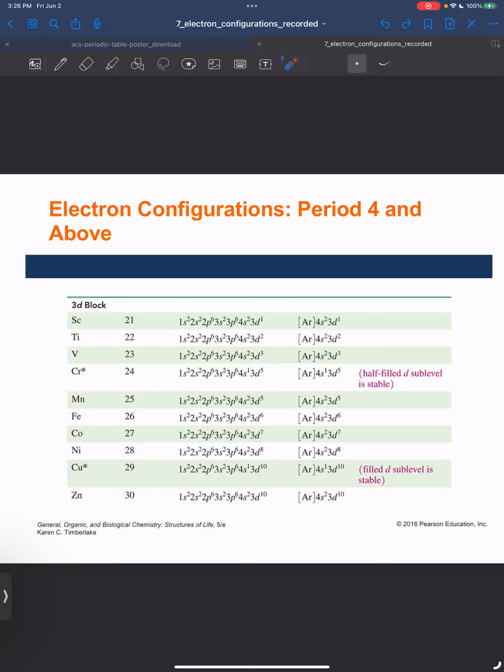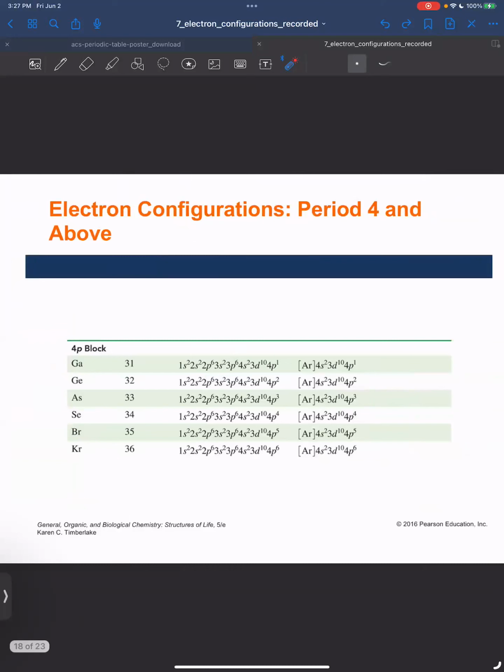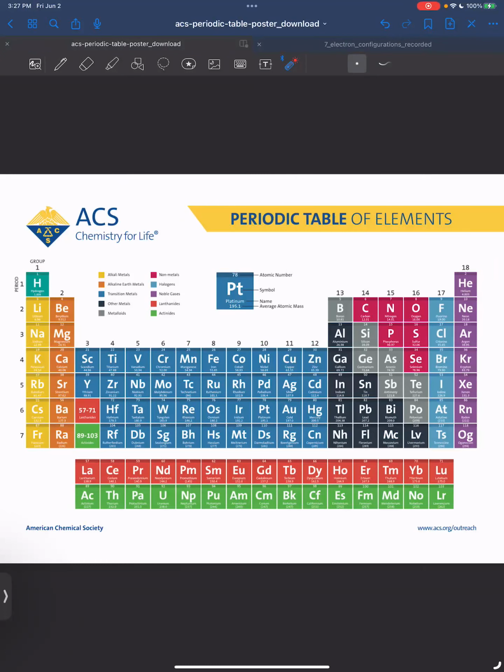And same for copper. But I wouldn't stress too much about exceptions to the rule, because like I said, there's a lot more to it than I'm able to cover in this course. And then you can see here, these are examples of more electron configurations that have the P block. So once you finish the 3d10, then you start the 4p. So this is 4s, 3d, and this is 4p. So these are the 4p elements.